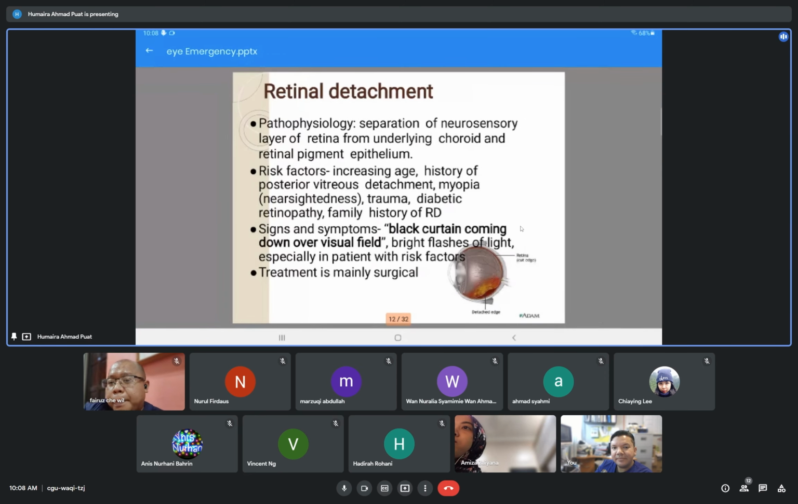Okay. Next is retinal detachment. This is because of the separation of the neurosensory layer of the retina from the underlying choroid and the retinal pigment epithelium. And then the risk factors for retinal detachment are increasing age, history of posterior vitreous detachment, myopia, trauma, diabetic retinopathy, family history of retinal detachment lah. And then patient presents with complaint of a black curtain coming down from the visual field, and bright flashes of light, especially in patients with risk factors lah. The treatment is mainly surgical lah, this one.